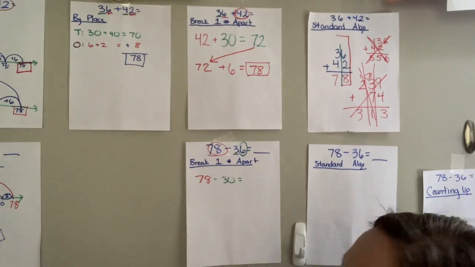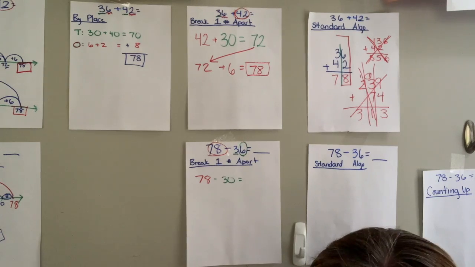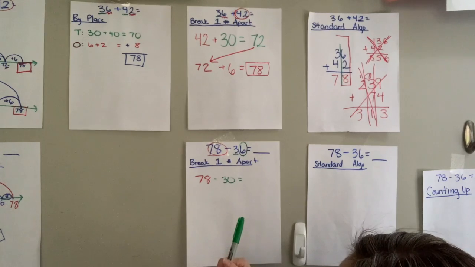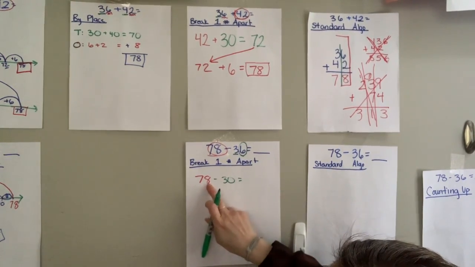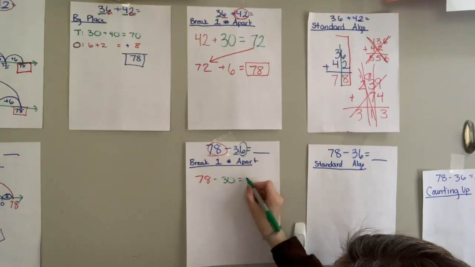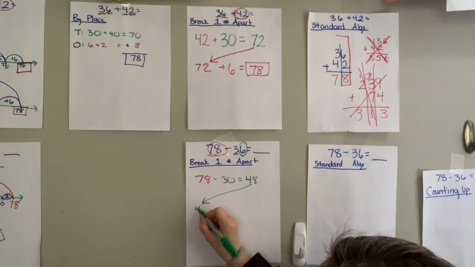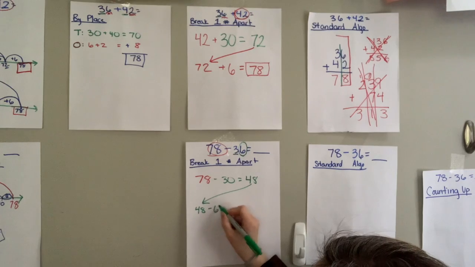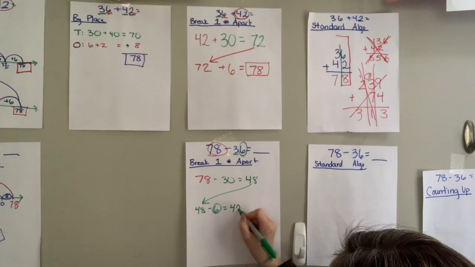And again, the point of using these strategies is to teach them things that not only give them efficiency, but things that they can do in their head. 78 minus 30, a lot of these kiddos should be able to do that in their head. Just remind them that the ones place is not changing. So we're going to end up with 48. And then we keep 48, and we're going to subtract our ones, which is 6. 48 minus 6 is 42.